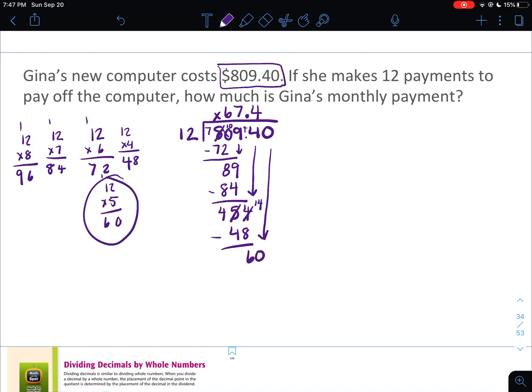Oh, 60. Wait, I've seen that before. Oh, perfect. 12 goes into 60 exactly 5 times. So I already did that. Perfect. 5 times 12 is 60. Okay, and then I'm done.